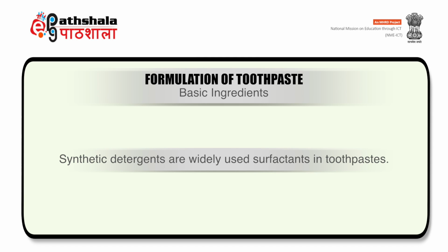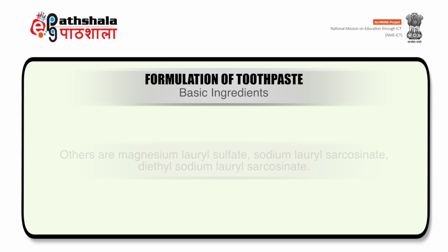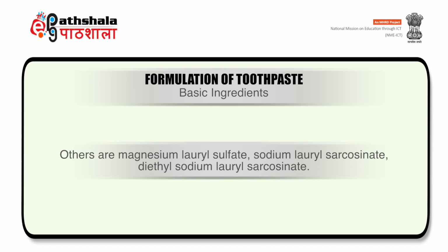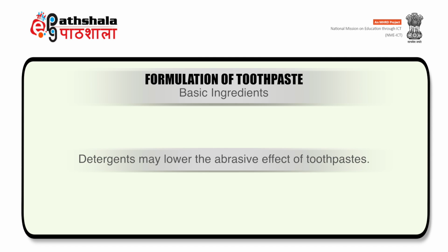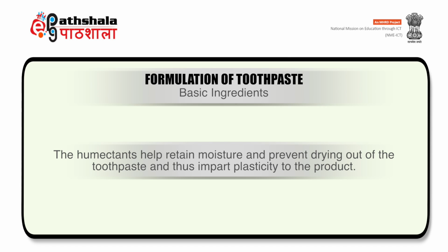Mostly synthetic detergents are used in toothpastes. For example, sodium lauryl sulfate is one of the most commonly used detergents. Others are magnesium lauryl sulfate, sodium lauryl sarcosinate, etc. Detergents may lower the abrasive effect of toothpaste. Next, we are having humectants. Now, humectants help retain the moisture and prevent drying out of the toothpaste and thus impart plasticity to the product.